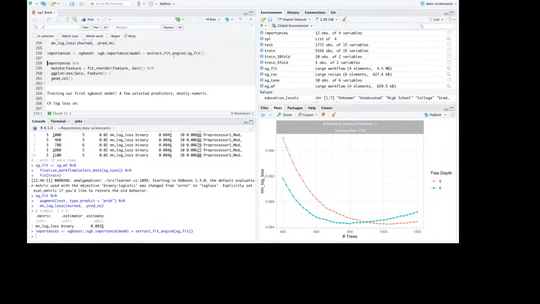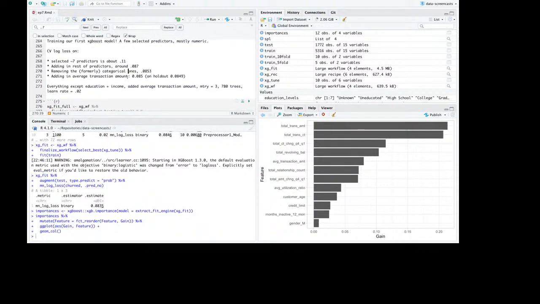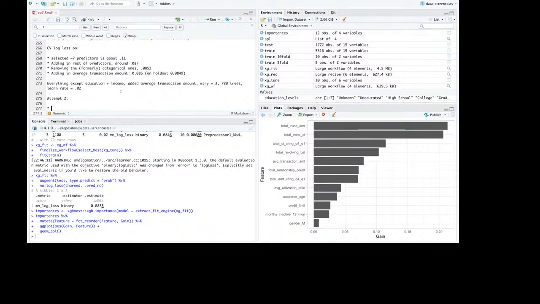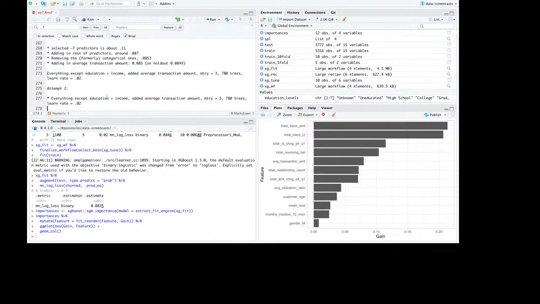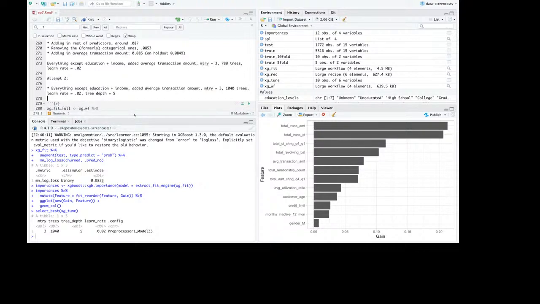And yeah, let's remind ourselves what's in here. Nothing I don't want in there. Right, and have 2. Try is 3. Try is 3. 40 trees. Learning rate is 0.02. Tree depth is 5.